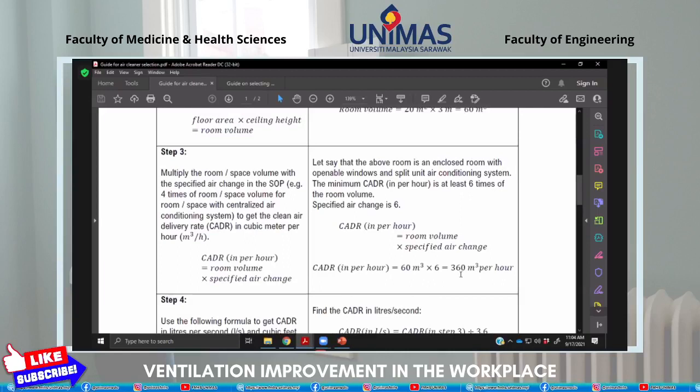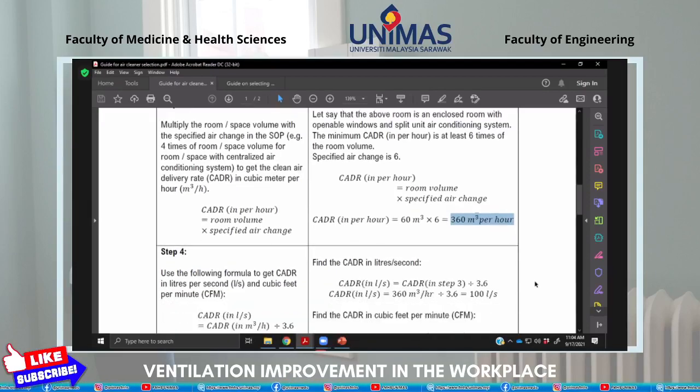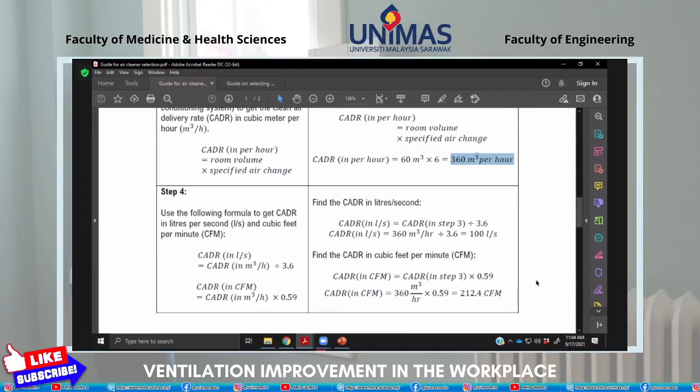And then what we need to do next is that we can either bring this value straight away to the retailer, or we can do some conversion so that we can make the retailer's life slightly easier. Normally the air volume or CADR specified in the catalog is most of the time in terms of liter per second, or in terms of cubic feet per minute. These are some guide of conversion. So let's say, for example, if we want to convert this 360 cubic meter per hour into liter per second, we just divide 360 cubic meter per hour by 3.6. So basically, we need 100 liter per second. Okay, so we need an air cleaner with a minimum of 100 liter per second for this case.